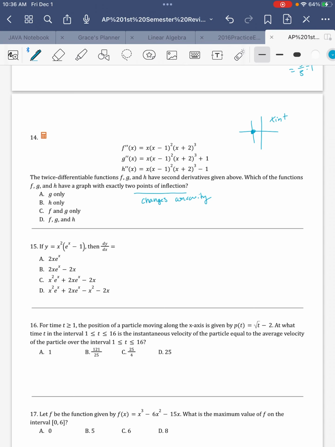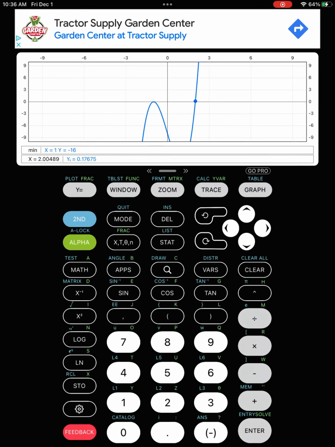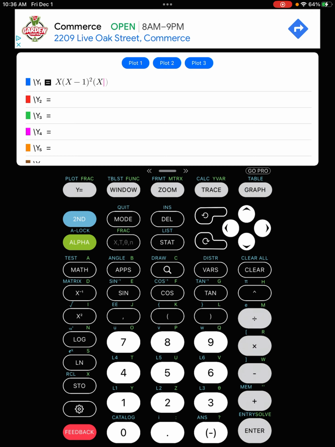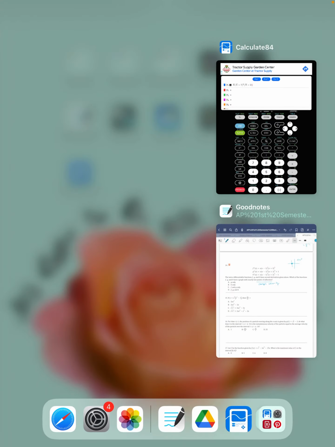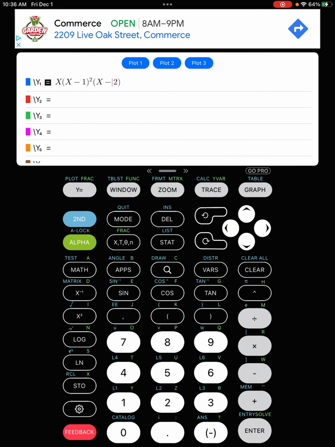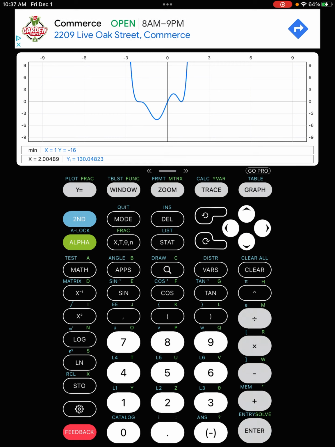So we need to graph these. So first one is x times (x minus 1) squared times (x plus 2) squared. So I'm going to come over to my graph, and I'm going to do x times (x minus 1) squared times (x minus 2). Was it also squared or was it cubed? It was cubed. Oh, and it's plus 2. So (x plus 2) and then cubed. I'm going to graph that, and I'm going to look and see how many x-intercepts this has. And really, not just x-intercepts. How many x-intercepts does it have where it changes sign?